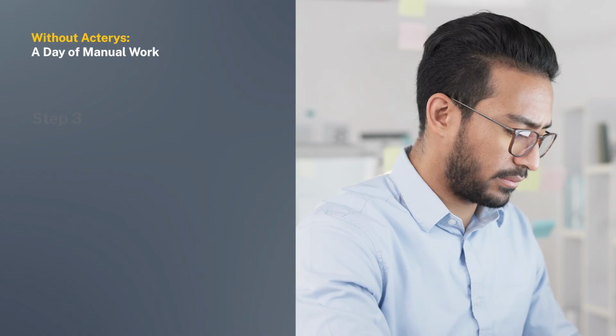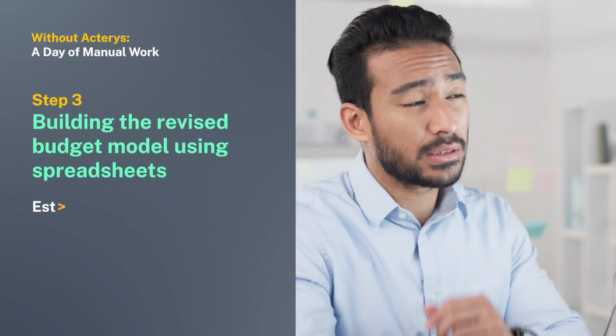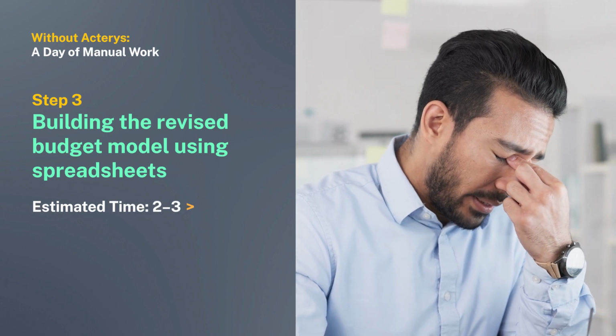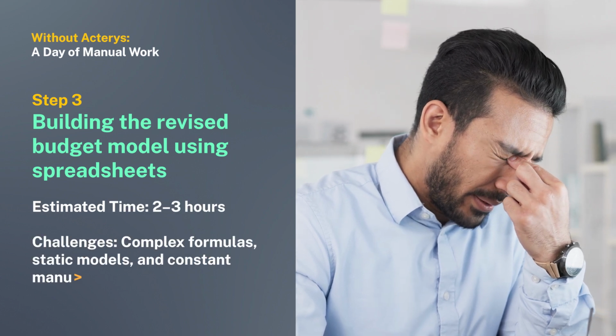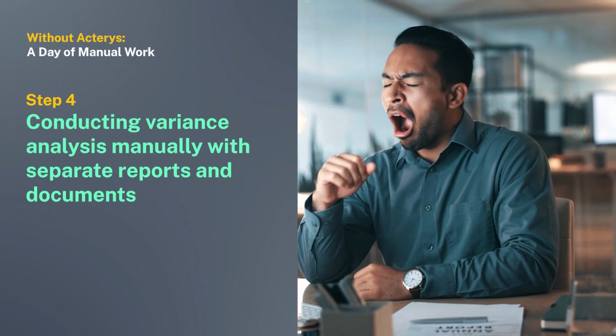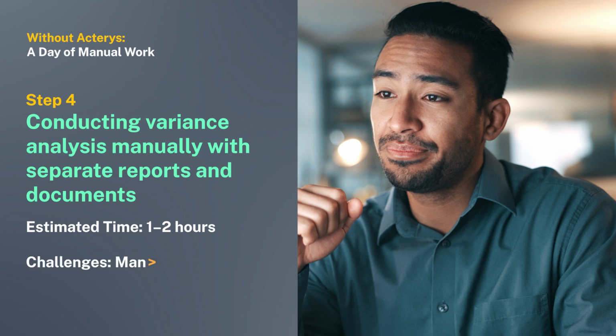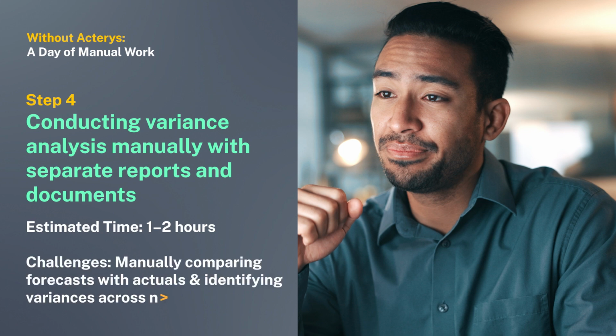Step 3. Building the revised budget model using spreadsheets. This has an estimated time of 2 to 3 hours, and your challenges would be complex formulas, static models, and constant manual adjustments as new data comes in. Step 4. Conducting variance analysis manually with separate reports and documents. This has an estimated time of 1 to 2 hours, and your challenges would be manually comparing forecasts with actuals and identifying variances across numerous reports.